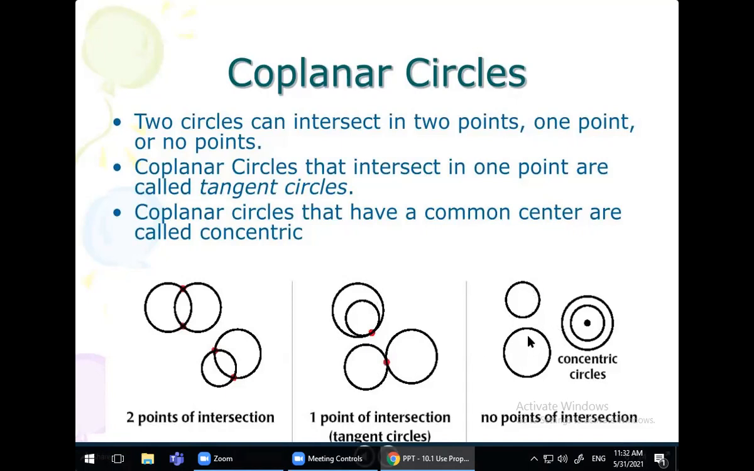Those 2, do we have any intersection? No. And the second case, do we have any intersection? No. We can call this one concentric because both of them have the same center. But those 2 will be distant circles. Distant circles means that they are apart, that there is a distance between the centers. Yes, they are far from each other. So we say that those 2 are called distant circles.